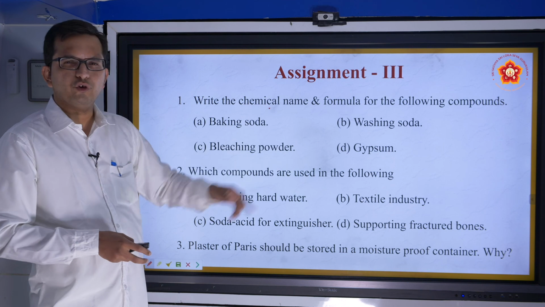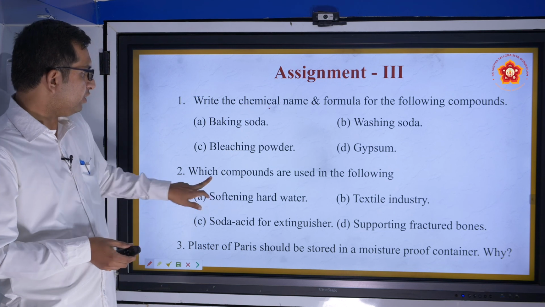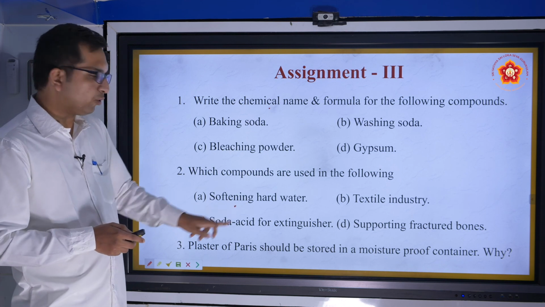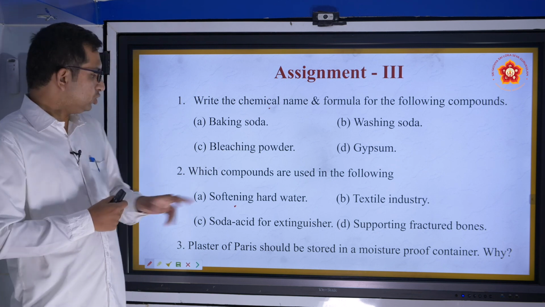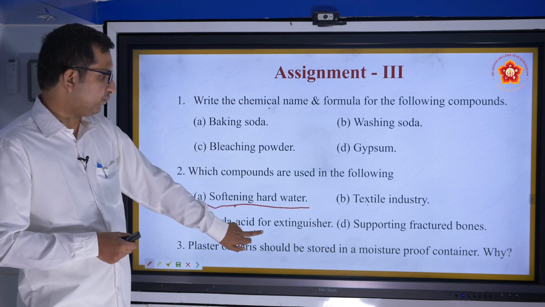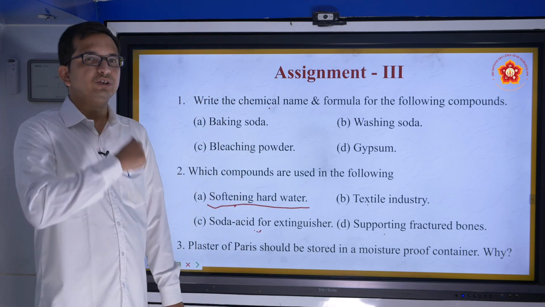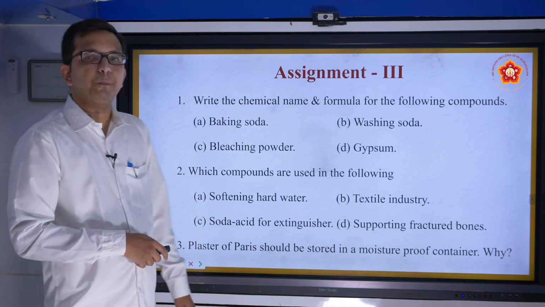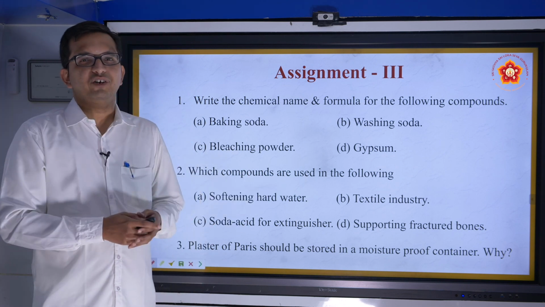Write the chemical name and formula for the 4 compounds. You have just discussed this extensively, so just for your revision, you can write the compounds. Which compounds are used for the following purposes? Softening hard water, please. You have to refer back now for the uses of the salts that we have studied. So which compound do we use for softening hard water? Textile industry. Soda acid for extinguishers. Supporting fractured bones. So this is more about understanding the uses of salts. And then the last question: plaster of Paris should be stored in a moisture proof container. Why? This deals directly with the property of plaster of Paris itself.